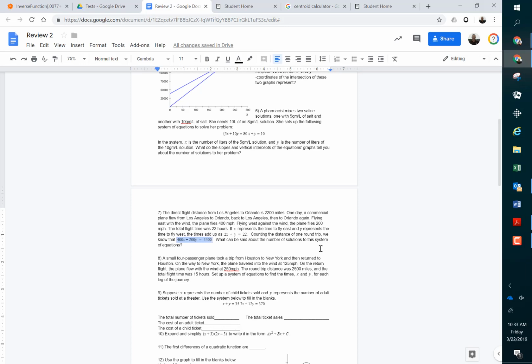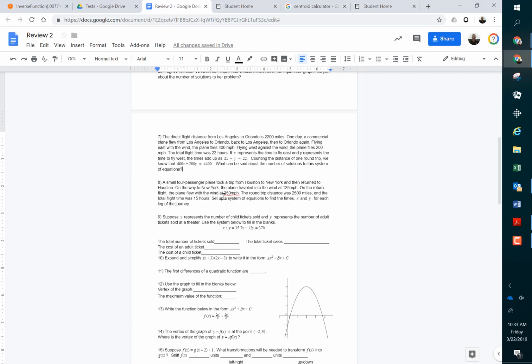What can be said about the number of solutions of this system of equations? It's an infinite number of solutions. A small 4-passenger plane took a trip from Houston to New York and then returned to Houston. On the way to New York, the plane traveled at 125 miles per hour. On the return trip, the plane flew with a speed of 250 miles per hour. The round trip distance, so now we got distance, and the round trip flight was 15 hours.